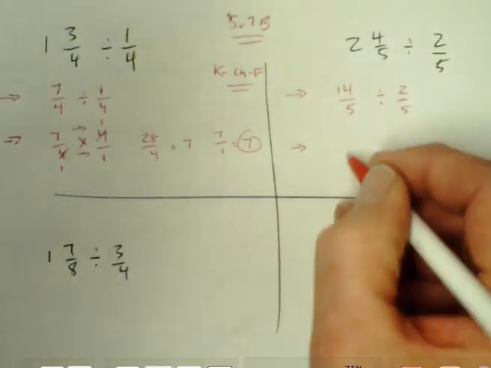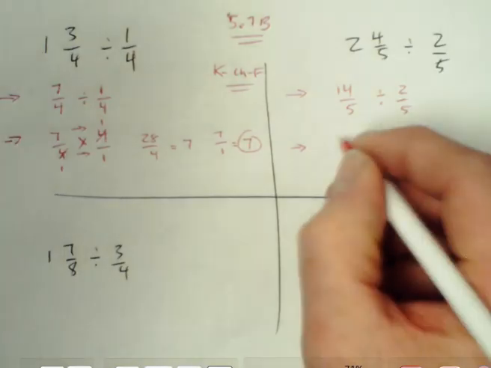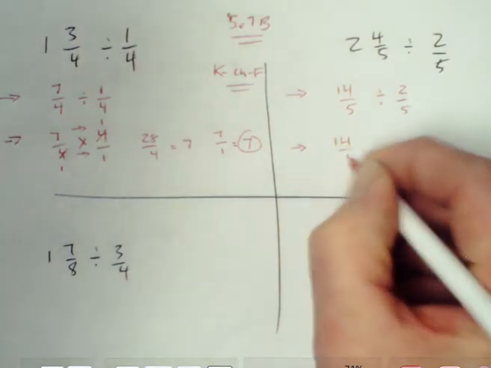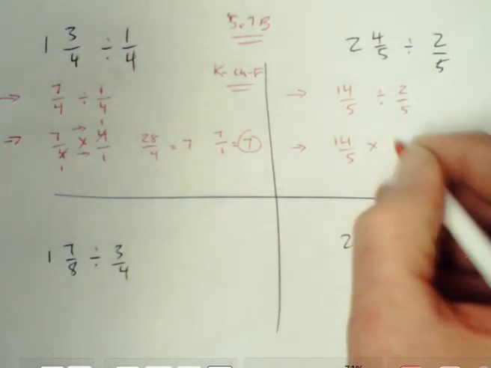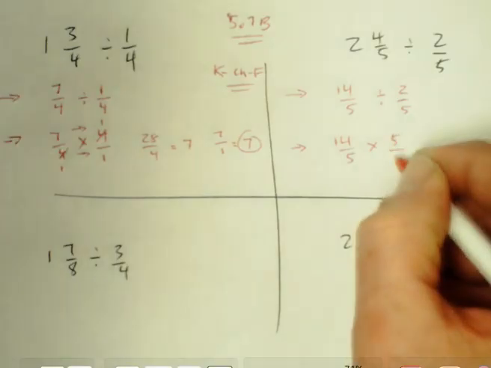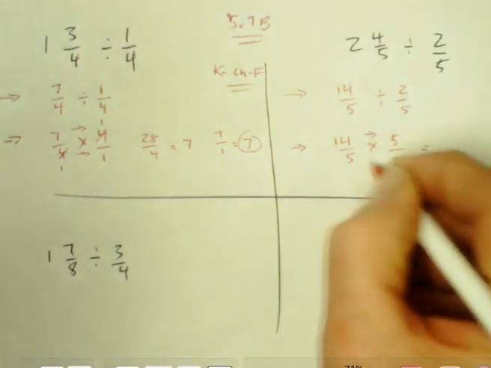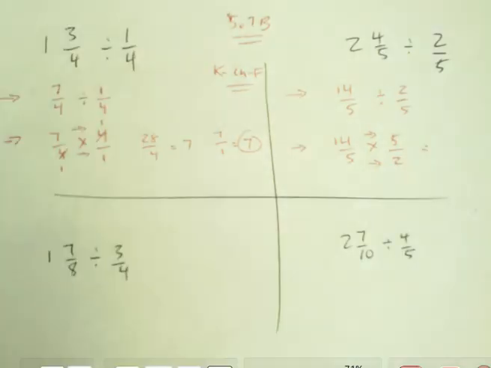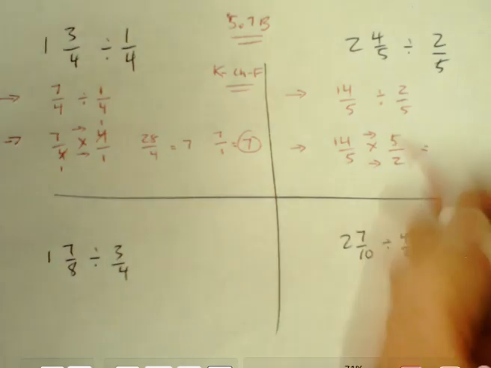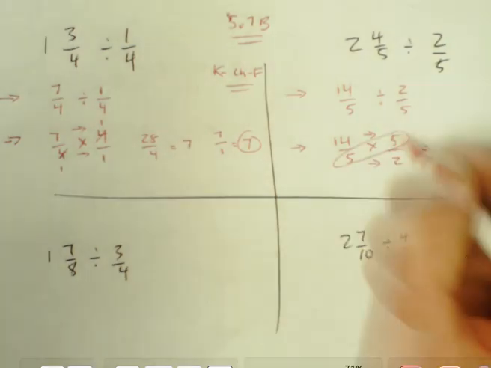All right, now I've got to do the keep, change, flip. So I'm going to keep the 14/5. I'm going to change the sign, and I'm going to flip the fraction upside down. All right, now regular multiplication. I can just multiply straight across if I want. I'm a little lazy. I don't know what 14 times 5 is, so remember, I can divide diagonally here.